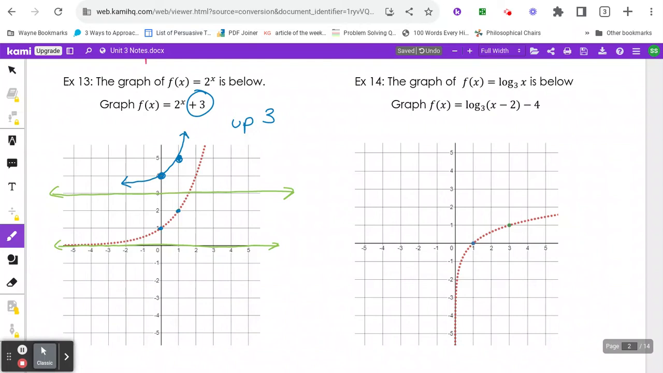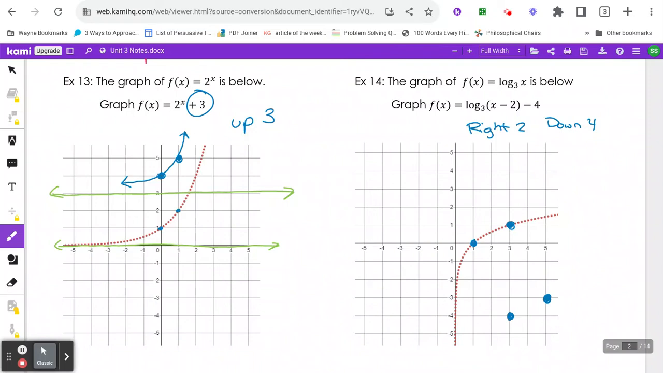On the next one, minus 2 inside of parentheses is going to move it right 2. And then minus 4 at the end, down 4. So I'm going to move each dot right 2, down 4. I'll start with this one, right 2, down 4. Moves to there, again from here to there. Right 2, now this one, down 4.